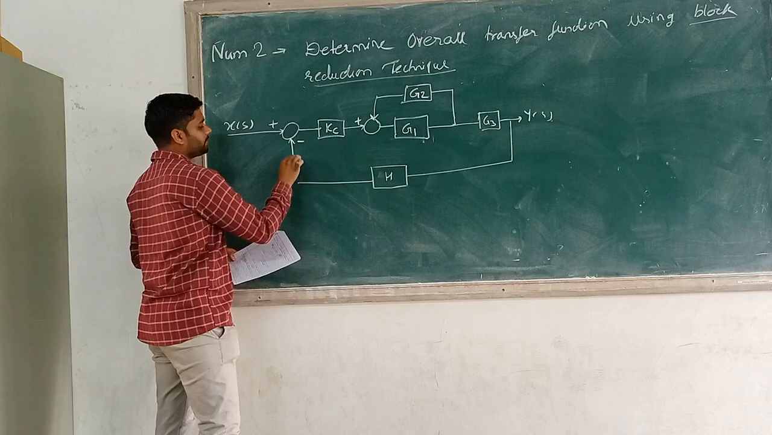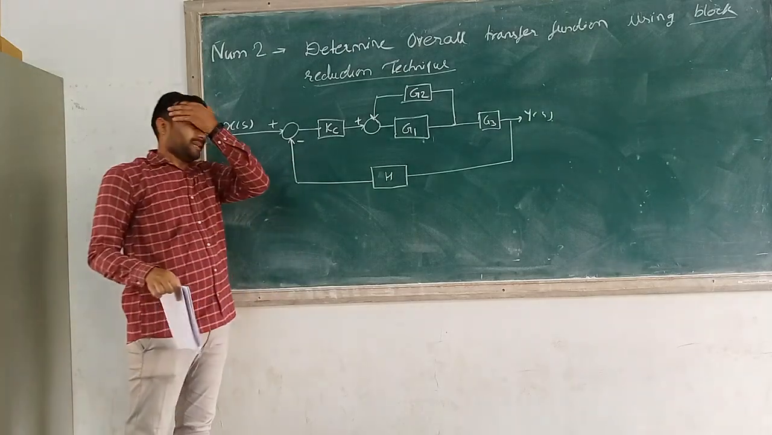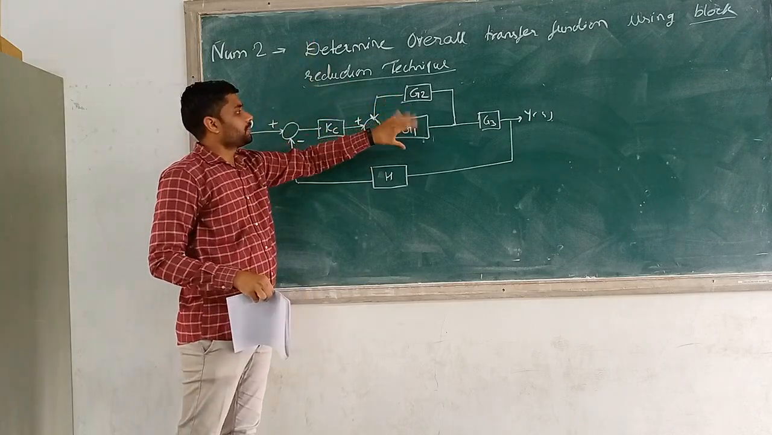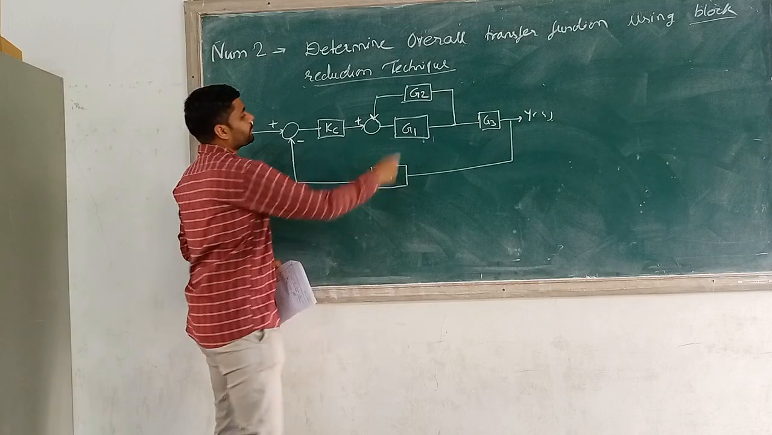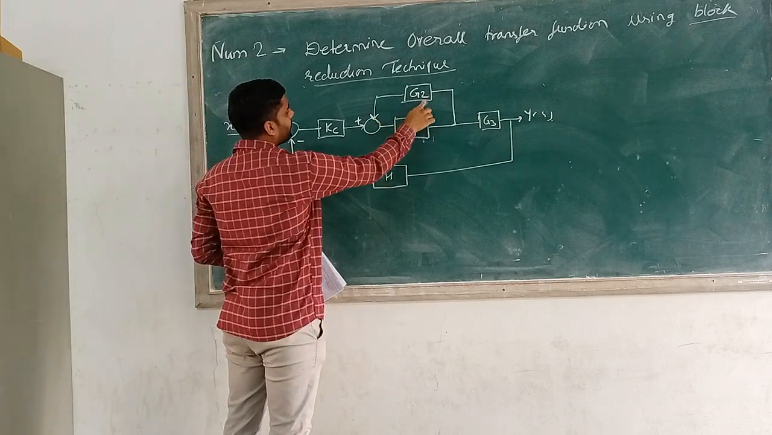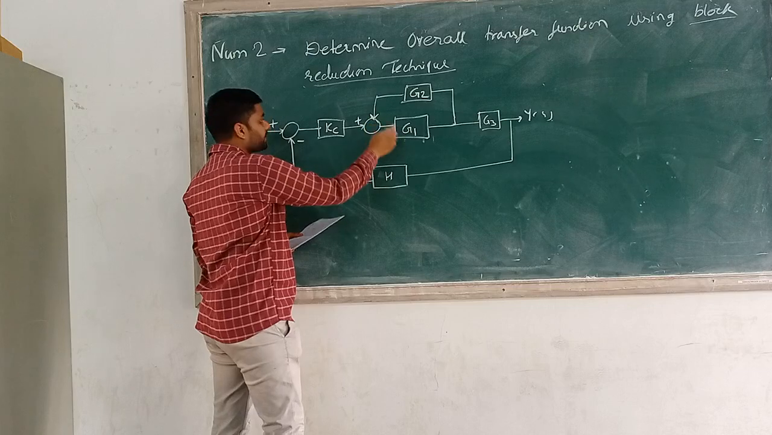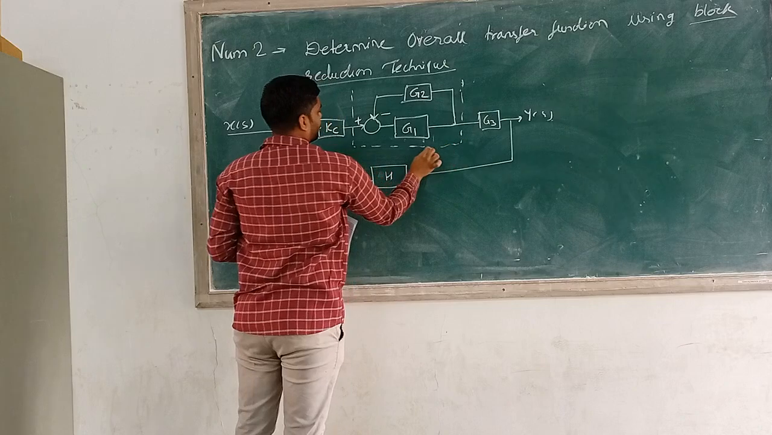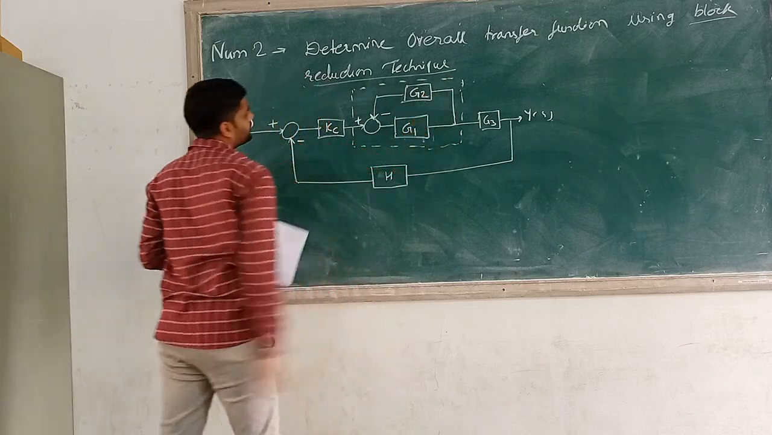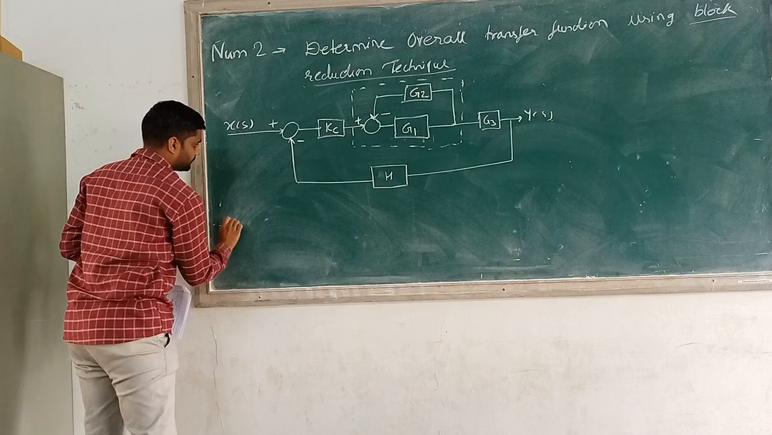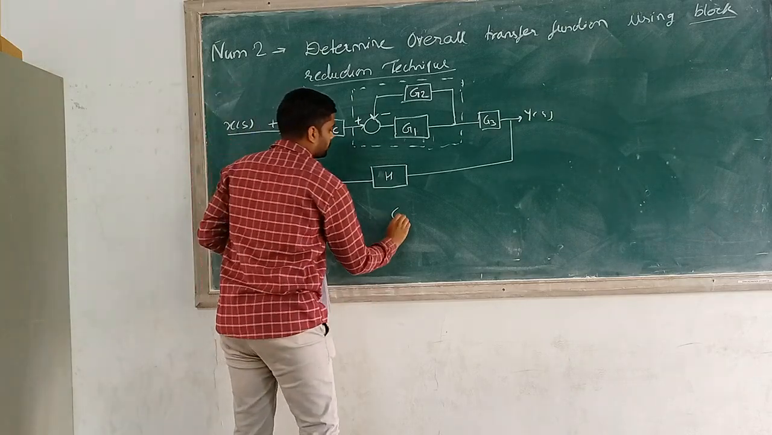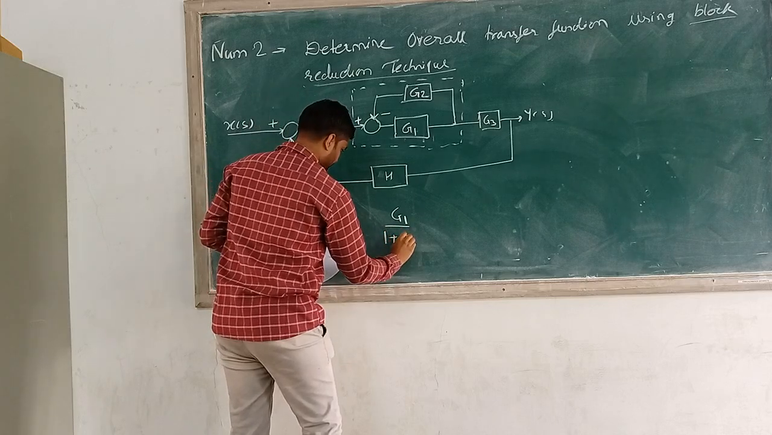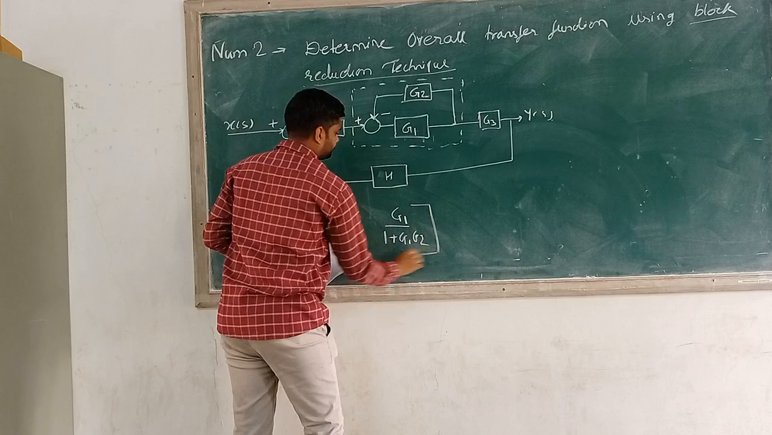So here we are going to solve it by block reduction technique. Here you can see it is having a feedback loop. By watching this arrow here, it is a negative feedback loop. So initially we are going to reduce this one block. So this G1 and G2 can be reduced as G1 upon 1 plus G1 into G2.